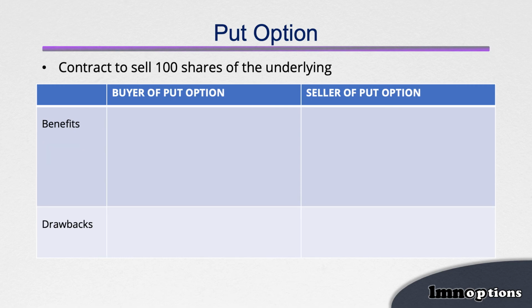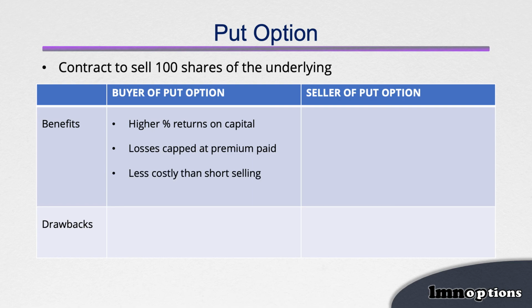So what are the benefits and drawbacks of trading put options? Using put options can lead to a higher percentage returns on capital deployed. In the event the trade does not play out the way that the buyer of the option expects, losses will be capped at the premium paid. Also, there are costs associated with short selling underlying, which can be avoided by buying a put option. However, the drawback of buying a put option is that 100% of the capital can be lost.